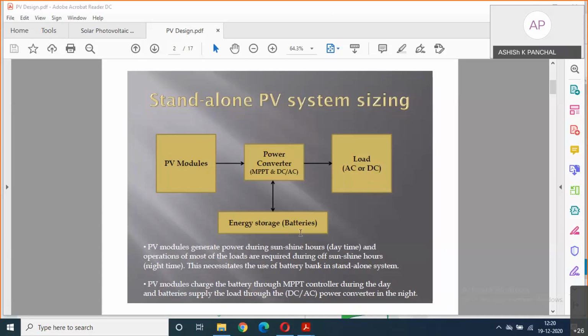Now, remember, the load may be a domestic load, a grid load, or an industrial load. Here I have taken one example of a domestic load. PV modules generate power during sunshine hours, the daytime, and most of the loads are required during off-sunshine hours, that is nighttime. That necessitates a battery bank in a standalone system, right? PV modules charge the battery through the MPPT controller during the daytime, and the battery supplies the load through the AC/DC converter during nighttime.